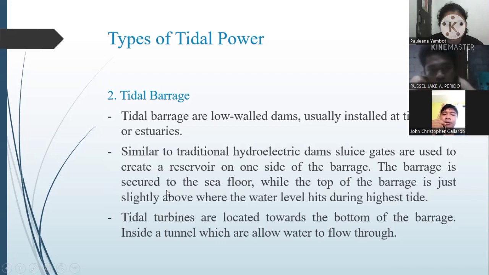Okay? Similar to traditional hydroelectric dams, sluice gates are used to create a reservoir on one side of the barrage. The barrage is secured to the seafloor, while the top of the barrage is just slightly above where the water level hits during highest tide. Tidal turbines are located towards the bottom of the barrage inside a tunnel which allows water to flow through.